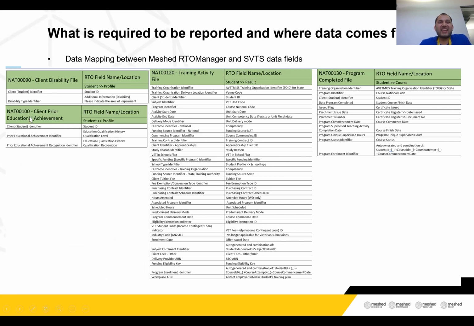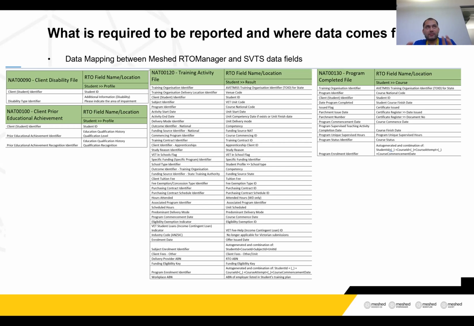And the next one is the NAT 100 file, which is the students' prior education achievement. Before enrolling into this course, if they have achieved any courses within Australia or overseas, you will be able to record that information, and it creates a NAT 100 file as education achievements.